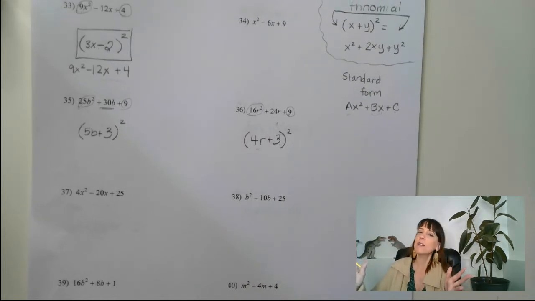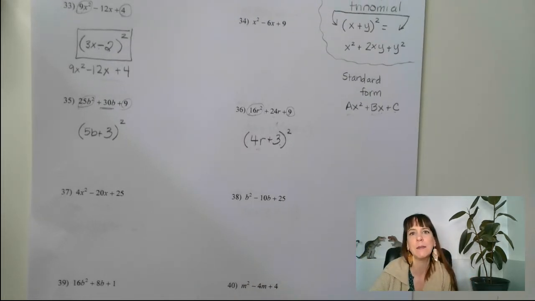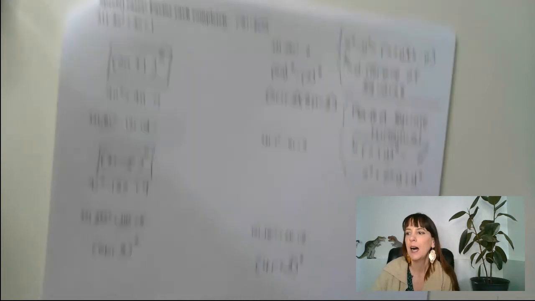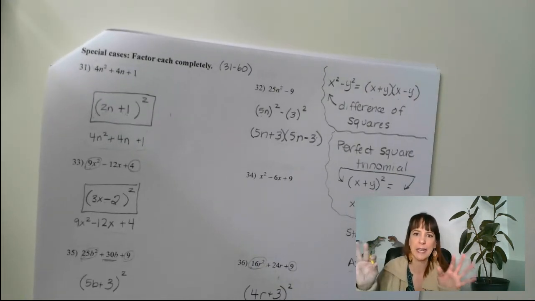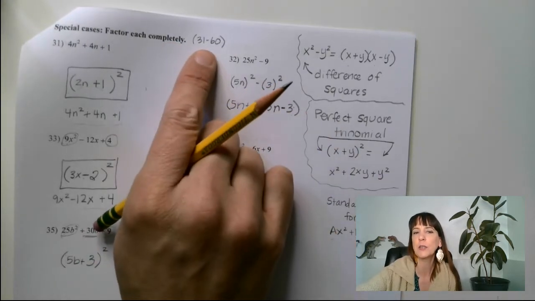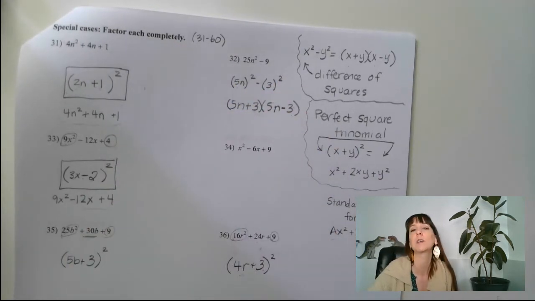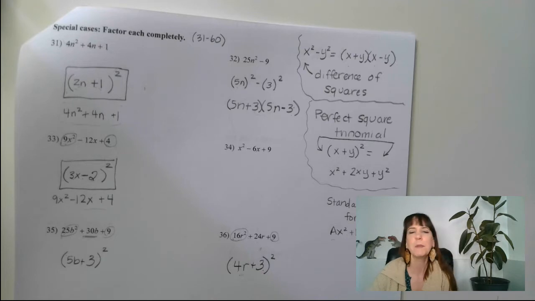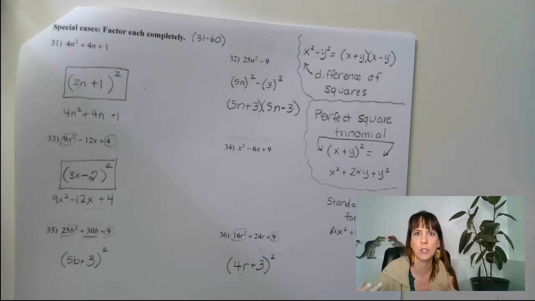Excellent. If you guys have questions, please do not hesitate to let me know. I'd be happy to help with that. Those special cases, the difference of squares and the perfect square trinomials, that's numbers 31 through 60. So I want you to double check your work, make sure that you've got some of those. Maybe just do all the odds or something to make sure that you've really got that down.